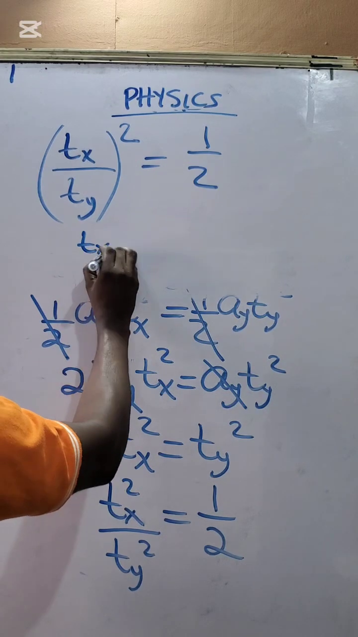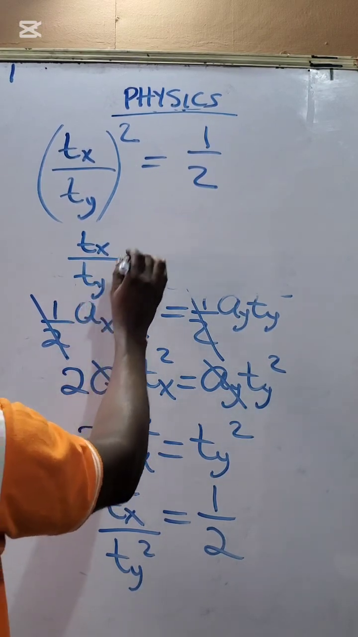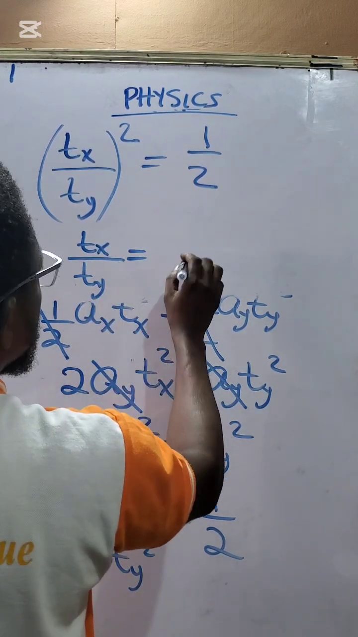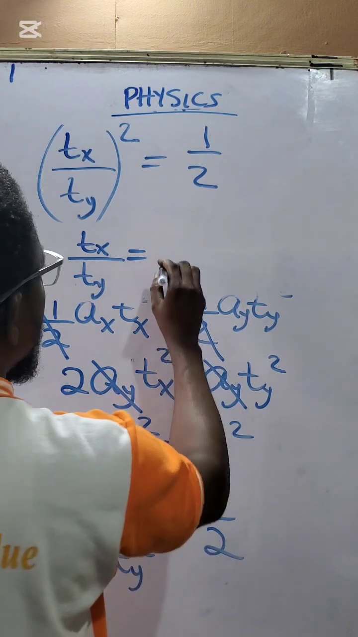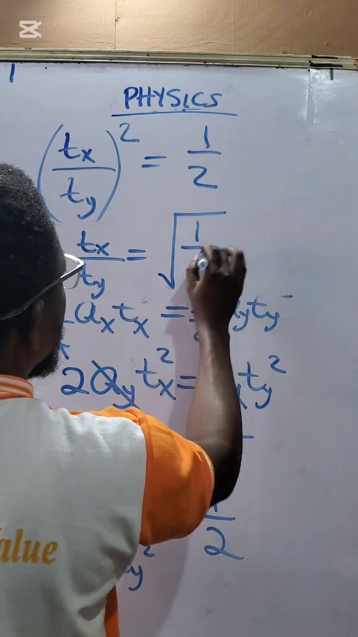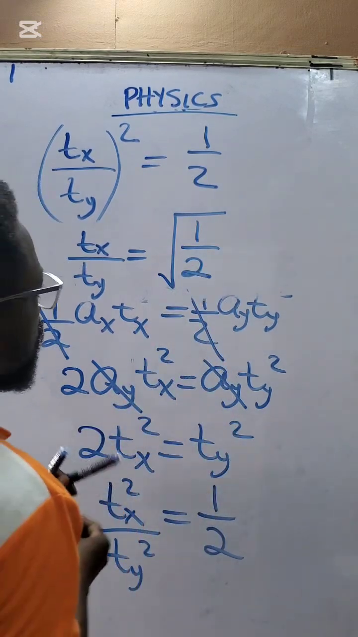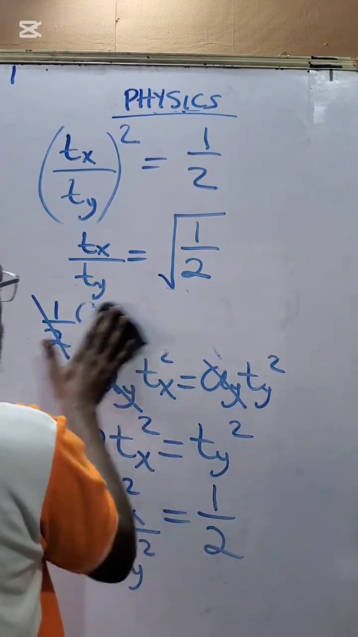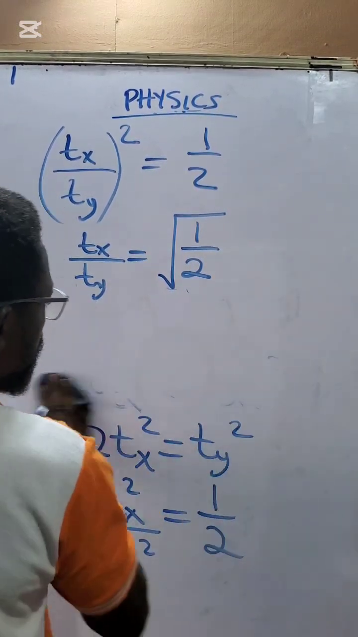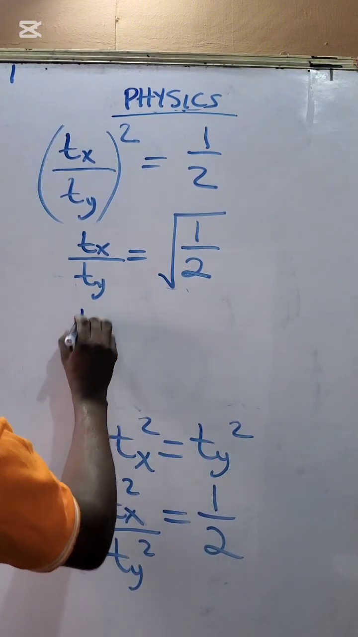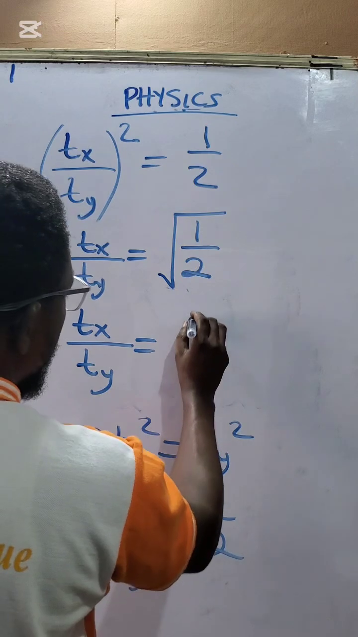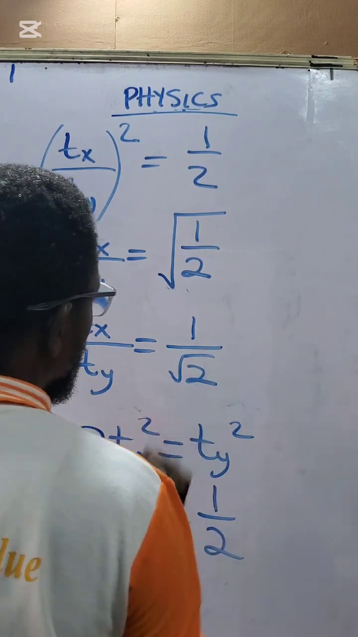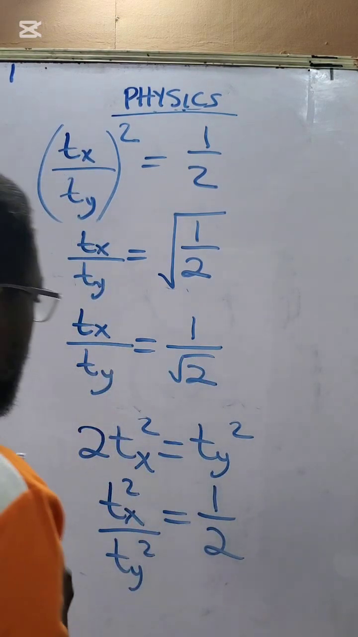So I'll get time of X to time of Y. That will be equal to square root of 1 over 2. And this one will give us time of X ratio time of Y. That will give us 1 over root 2. So this one can be left like this.